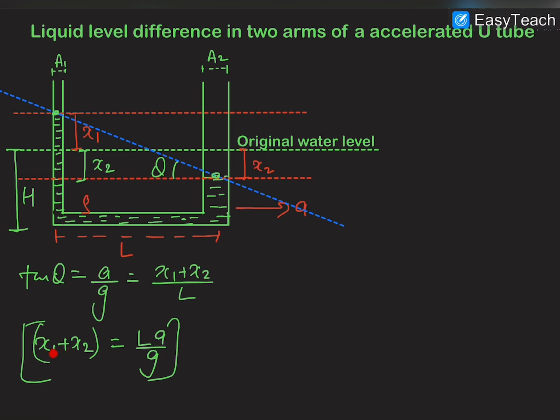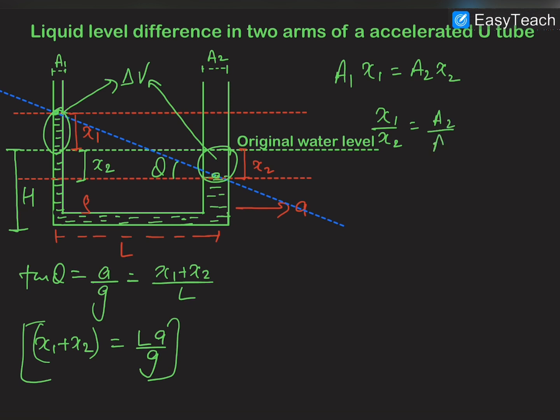But you can see that obviously there are two variables in this equation, so we have to establish another equation also. We know that the volume of liquid that has ascended in this arm will be exactly equal to the volume of liquid which has descended in this arm, because obviously the liquid is ideal, it is not compressible, and density is constant. So the volume that has ascended in this arm is A1 x1, and the volume that descends in this arm is A2 x2. So A1 x1 will be equal to A2 x2, and x1 upon x2 will be equal to A2 by A1.